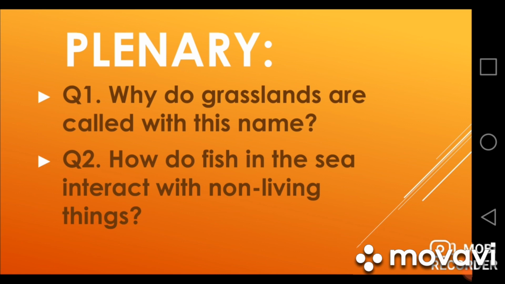Number 2. How do the fish in the sea interact with the non-living things? Water is the non-living part of an ocean or sea, and the fish found in ocean or sea are dependent on the water for their survival.